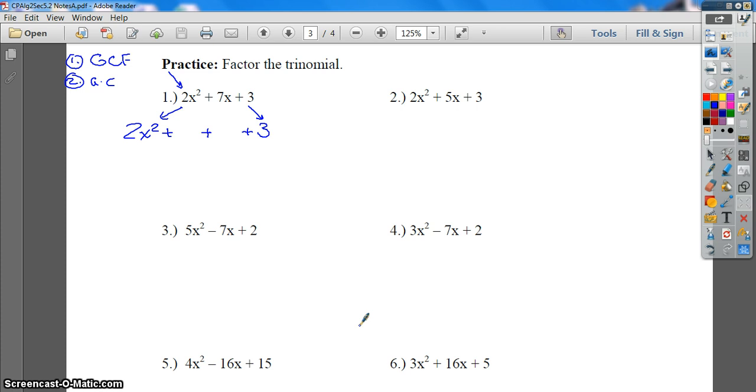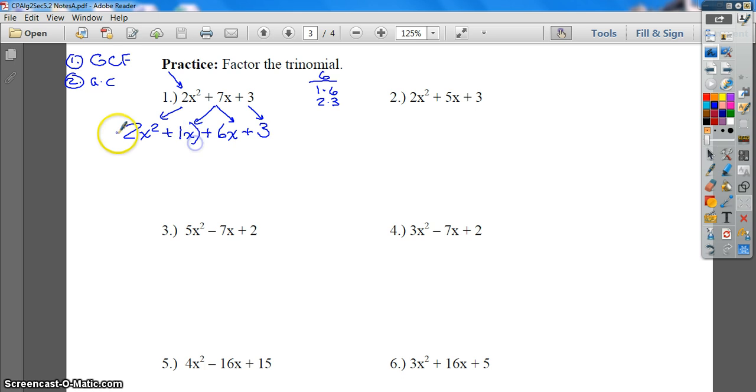Step 2, I told you to do A times C. If I do A times C, that's 2 times 3, which is 6. You've got 1 times 6, 2 times 3. The signs are the same, so I'm going to add 1 and 6 to get 7. So I'm going to want 1x, and I'm going to want 6x. It doesn't matter where you put those. Just check that 1x plus 6x will give me my 7x.